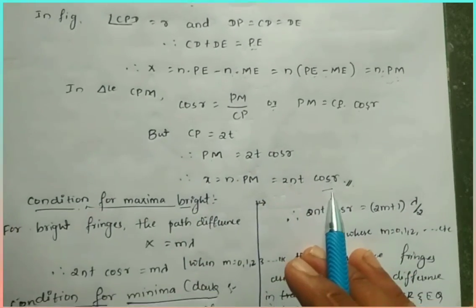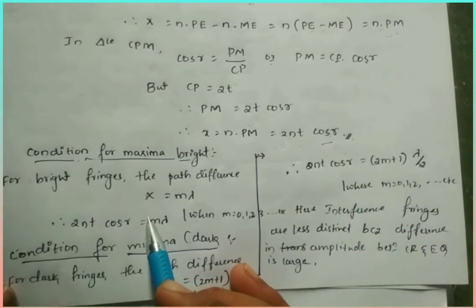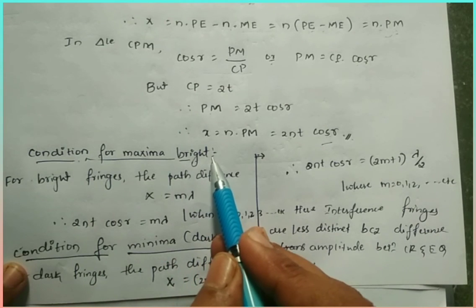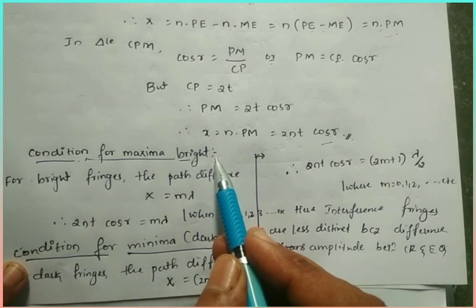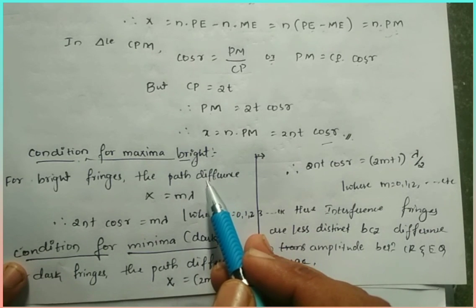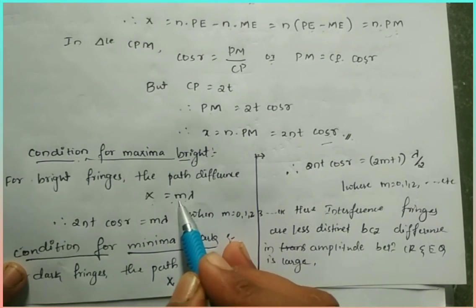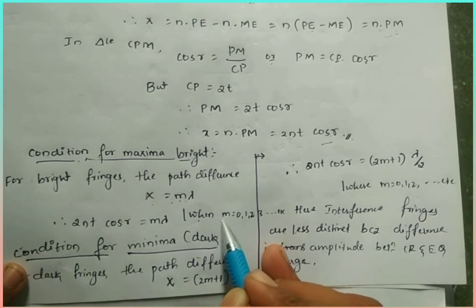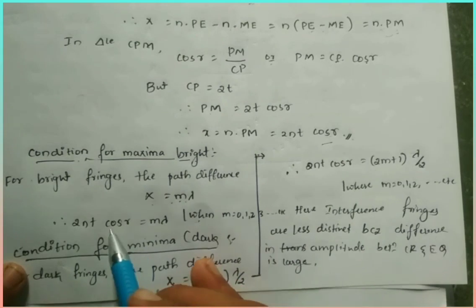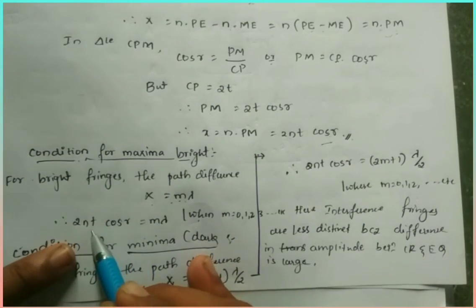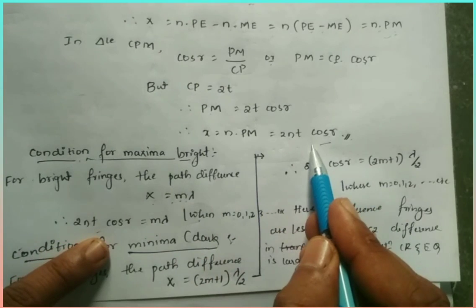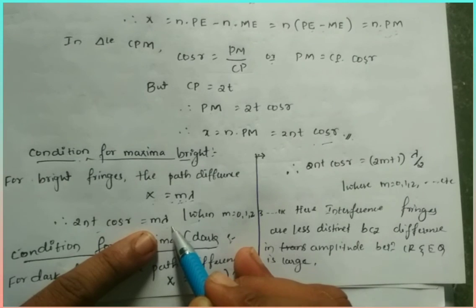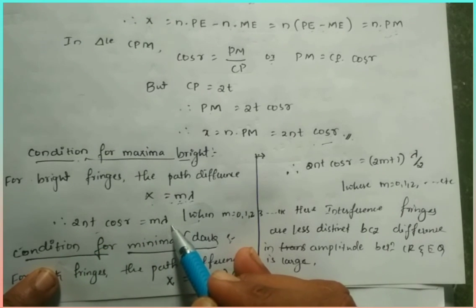Now we have to study the condition for maxima and minima. When the condition for maxima holds, the bright fringe will be formed. For bright fringes, the path difference is x equal to m lambda, where m is an integer value, m equal to 0, 1, 2, 3 etc. So 2nt cos r, the x value we already got, equal to m lambda. This is the condition for maxima, for bright fringes.